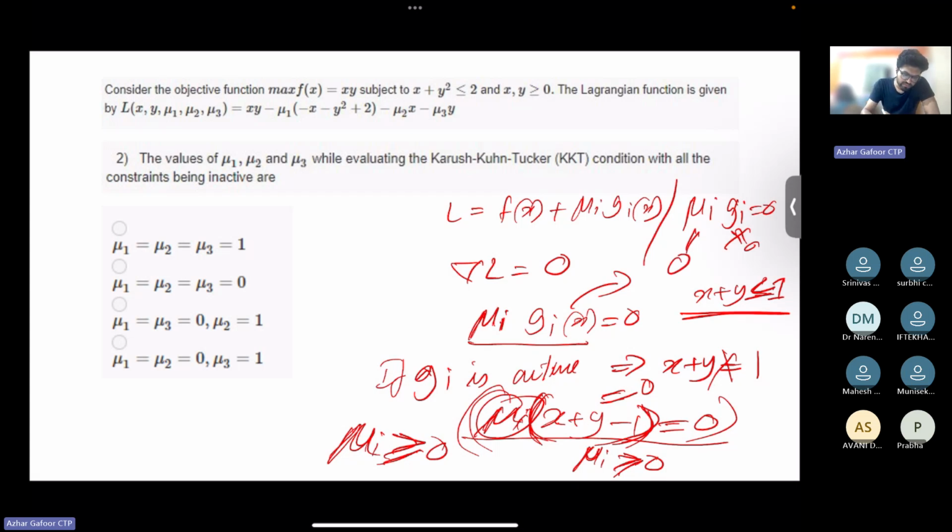So if all the constraints are inactive, which means none of the inequality constraints are converted to equality constraints, then all the mu i's have to be equal to 0. So in this case, the correct option will be mu1 equal to mu2 equal to mu3 equal to 0.